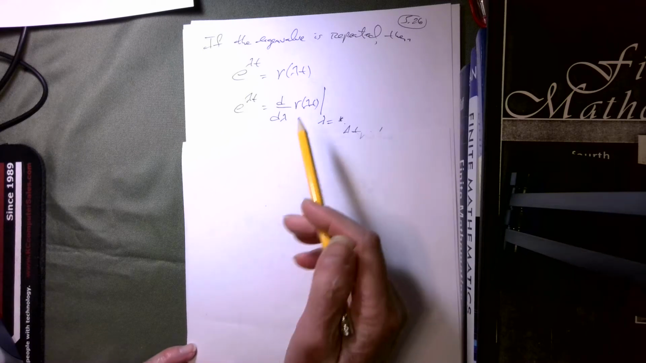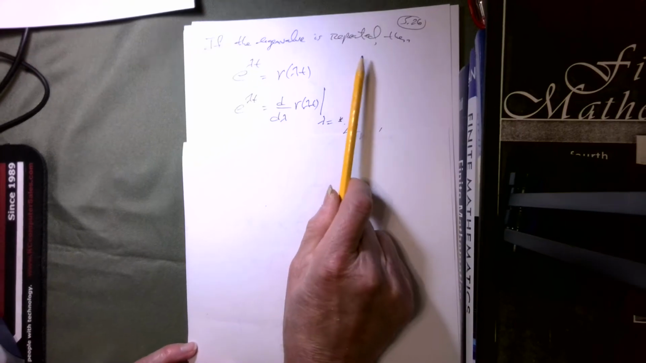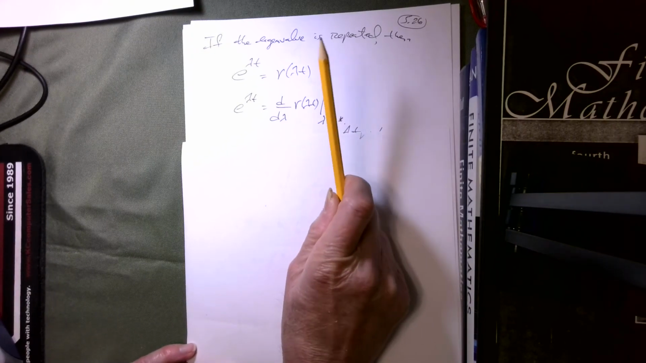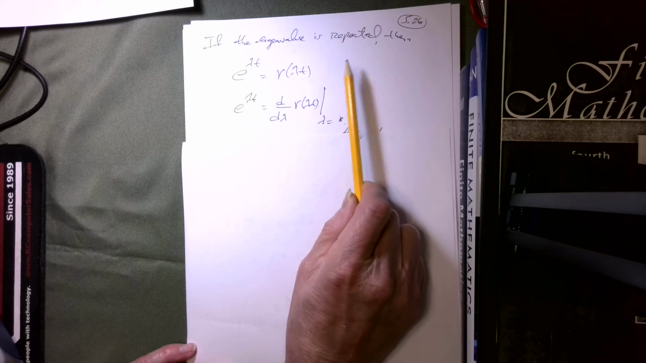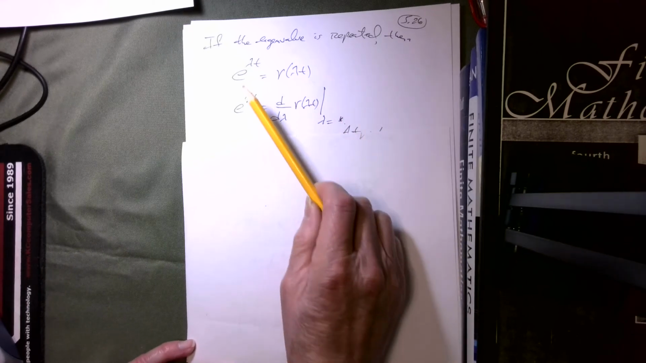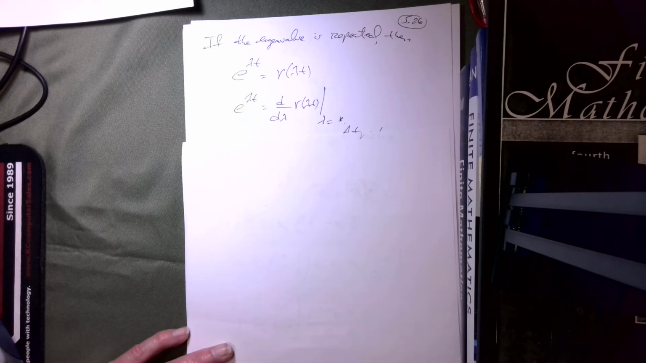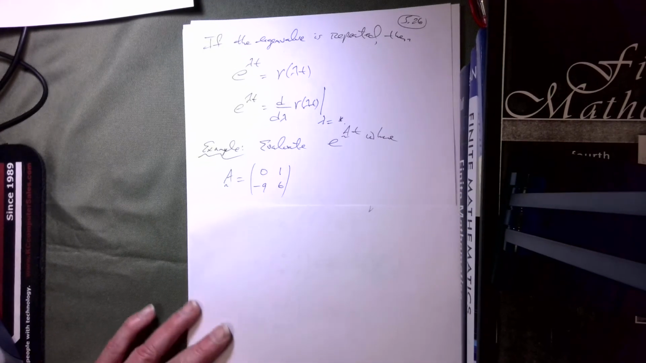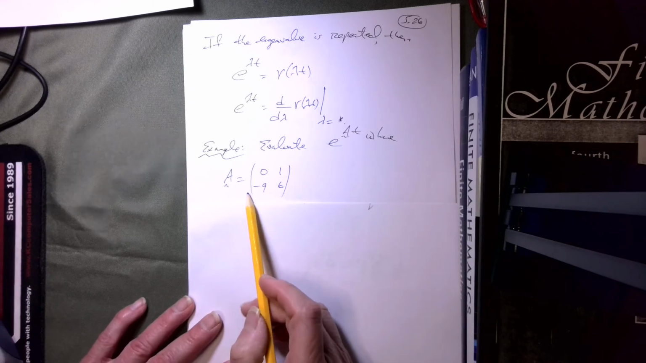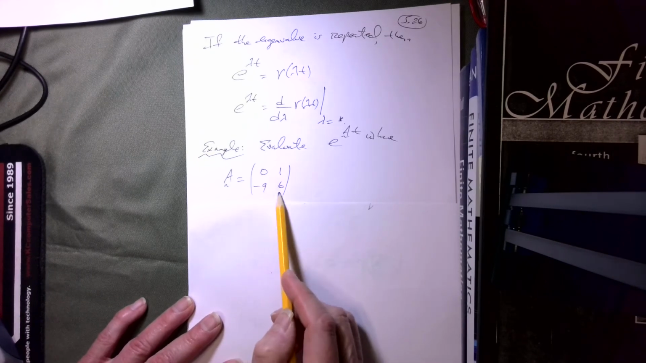In the previous video, we said that if the eigenvalue is repeated, so we have two of the same eigenvalues, then all you do is differentiate this equation, and that gives you your second equation. So, for example, suppose we have the matrix 0, 1, negative 9, 6.